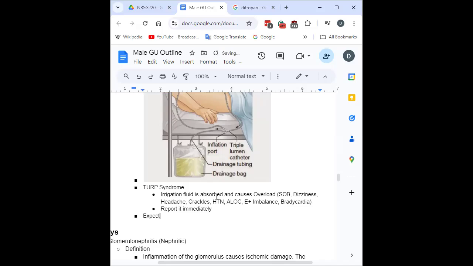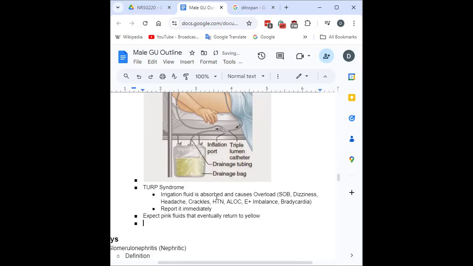With your CBI, you can expect pink fluids that eventually return to the normal yellow color. Jennifer says CBI would be discontinued normally within 24 hours if there's no clots. Yes. So you should expect a discontinuation after 24 hours, assuming no complications. I'm about to type assuming no complications in the chat, word for word. Yeah. So that's something to do.